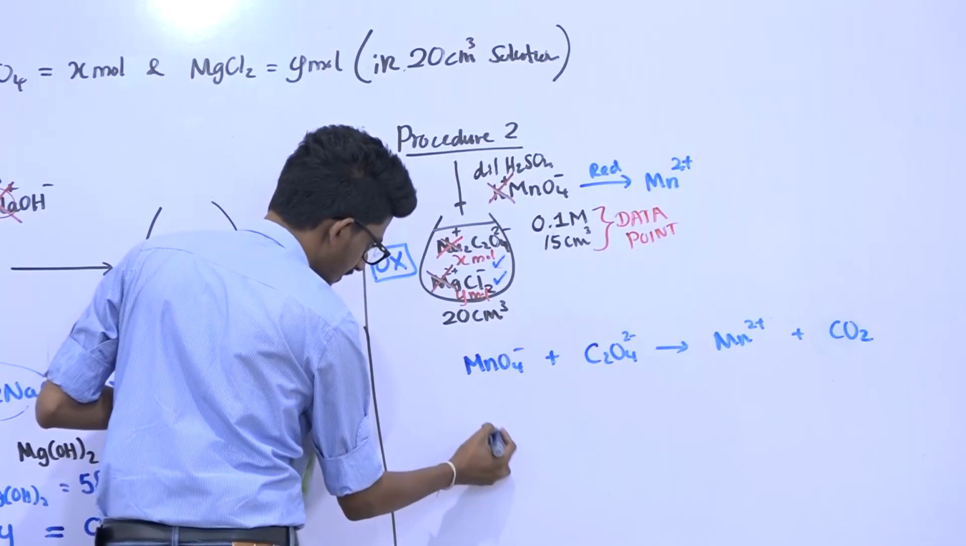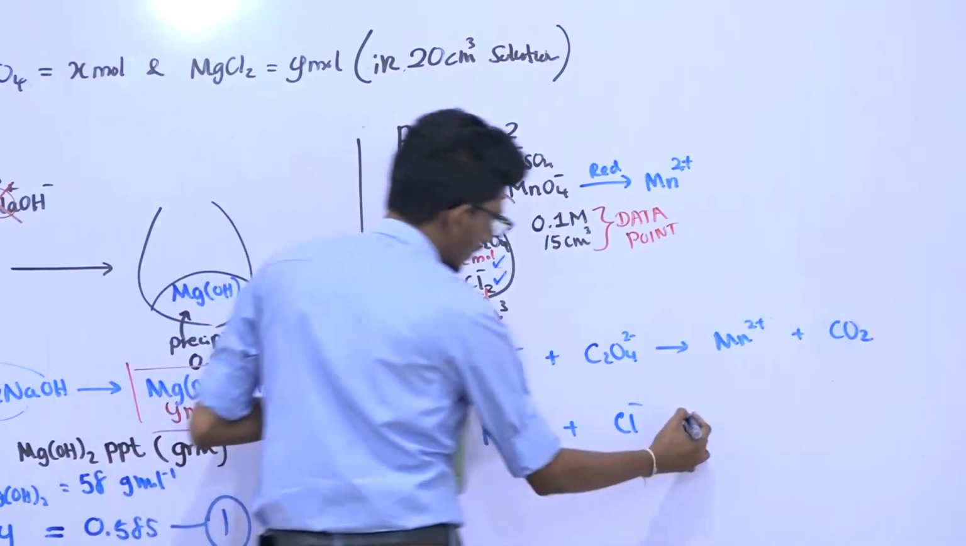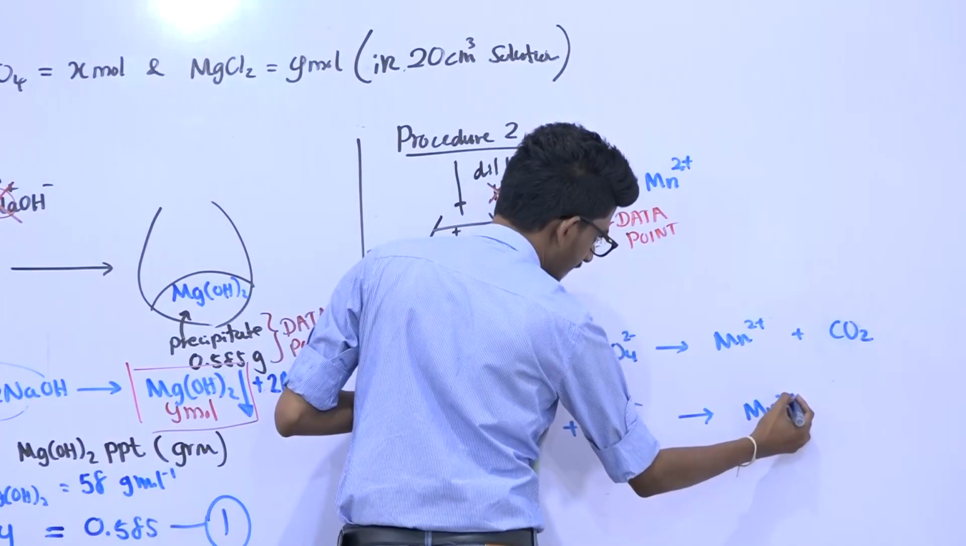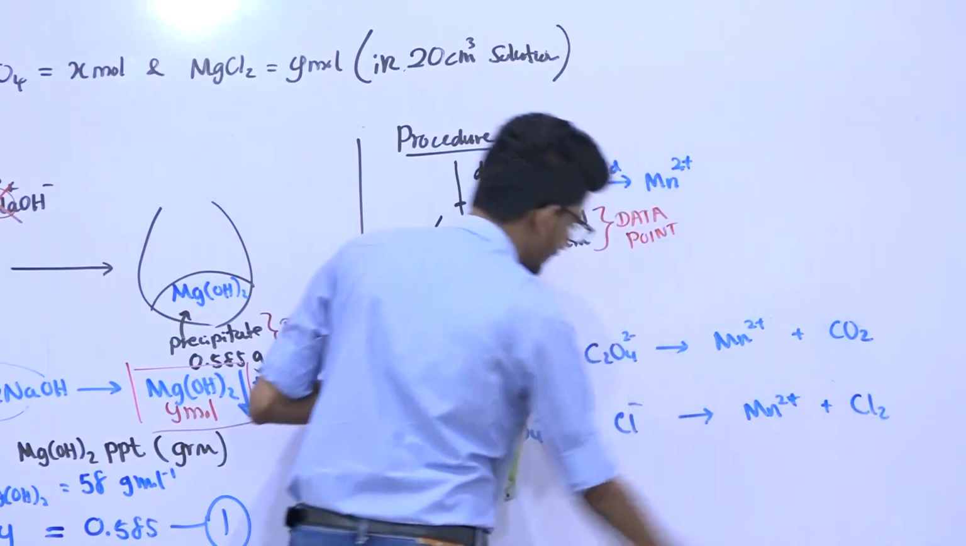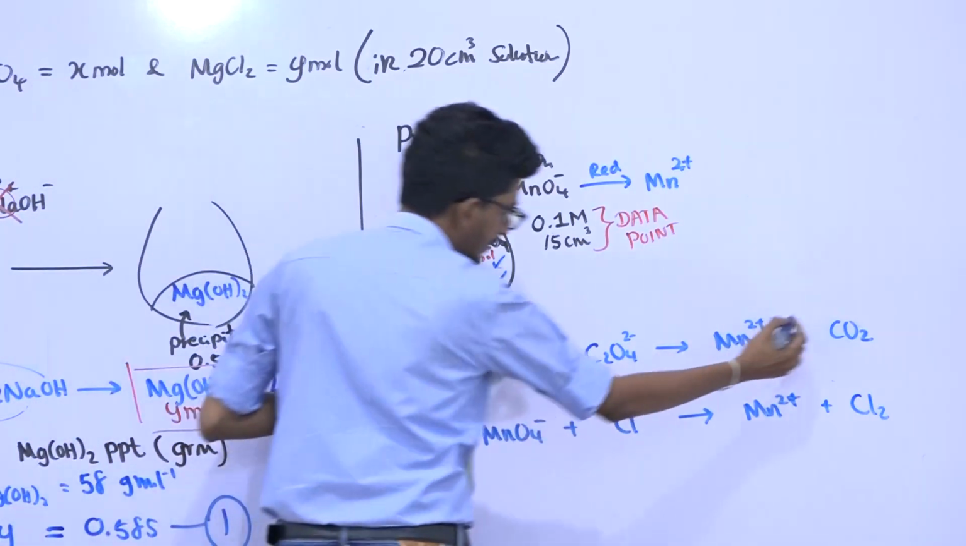The other reaction is MnO4 minus reacting with Cl minus to give you Mn2 plus and Cl2. Just do this up, right? You have two of the chlorines here, just simple balancing.